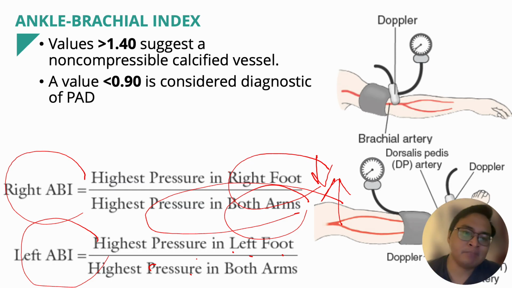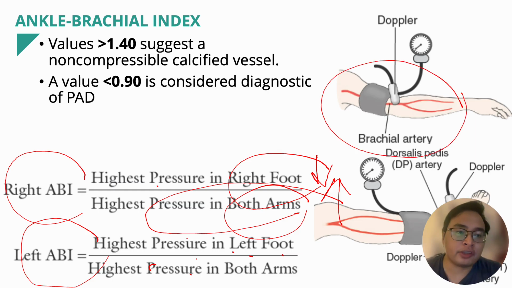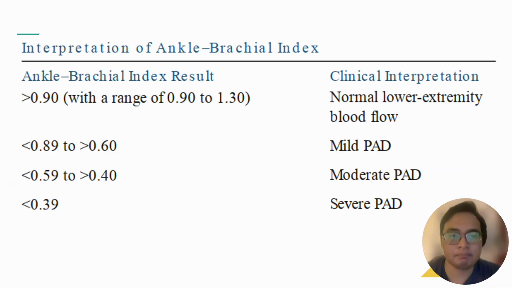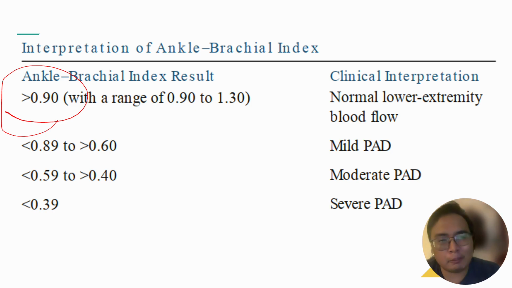Oh, by the way, where do you measure these blood pressures? For the arms, you measure it using the brachial artery. But for the feet, you take it either from the dorsalis pedis or the other artery. So here's the interpretation. It could be mild, moderate, or severe, depending on the value of the ankle brachial index. The normal value should be more than 0.9, meaning the blood pressure between the feet and the arms should be just around equal.